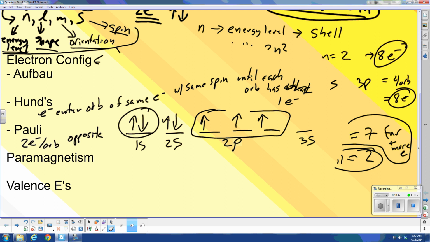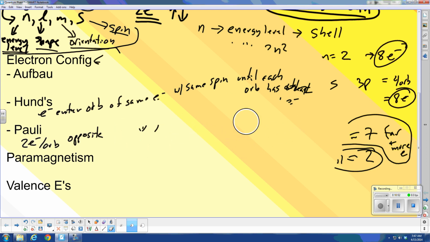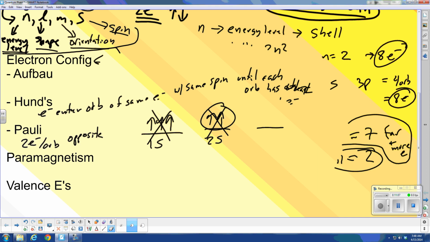So showing an incorrect orbital notation could be something like this, right? I could have a 1s and do this. Well, that's wrong because I have 3 electrons in it. Or I could have a 2s and it looks like this. Well, that's wrong because both of those are the same spin. So if I have any orbital, I've got to have 1, and I can have no more than 2, and they have to be opposite spin.